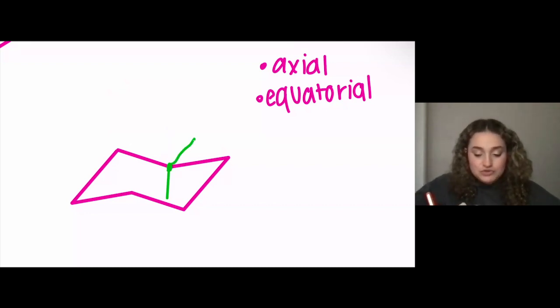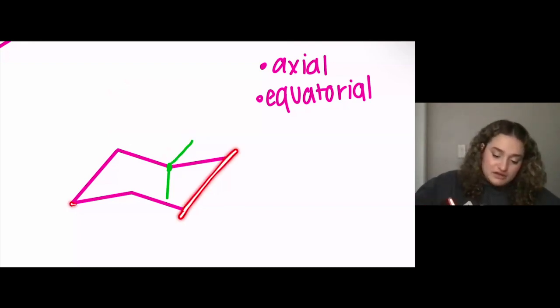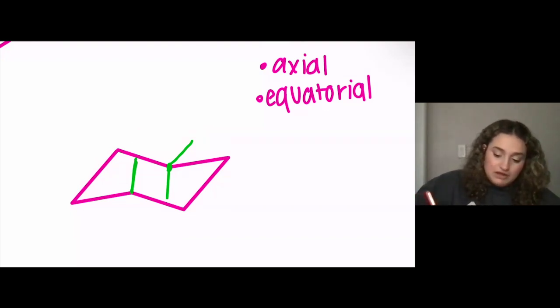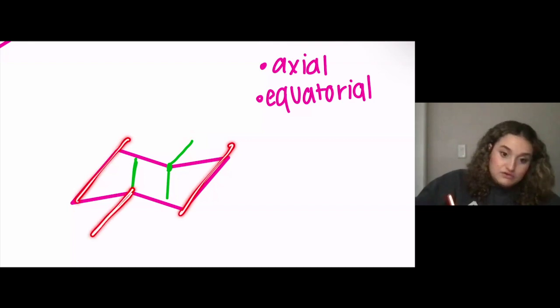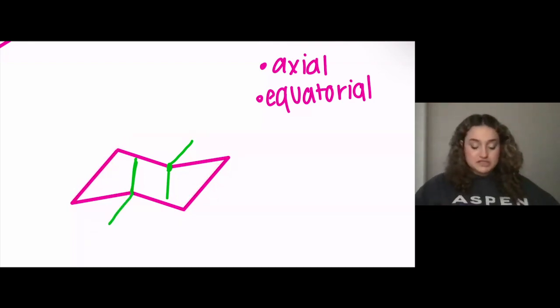How do you know what angle to draw your equatorial positions at? It is going to be parallel with whatever's around it. Same here. If this is axial going up, the one going down must be parallel with these. So that's a good place to start.